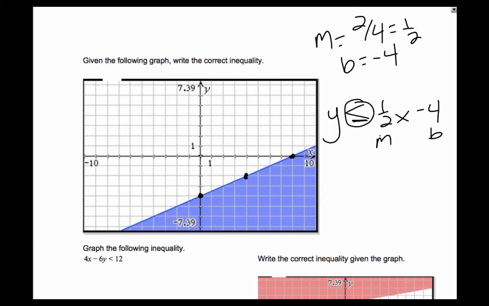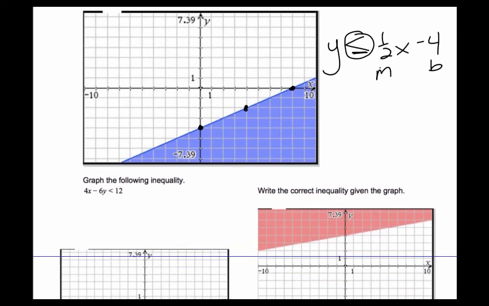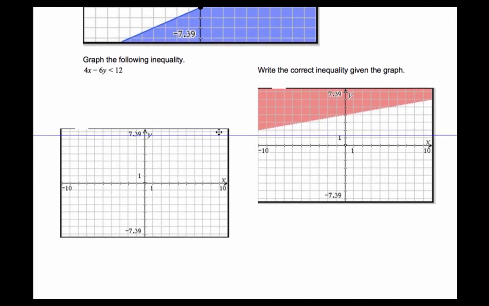Remember, you need to look at both the way the line is, if it's solid or dotted, and the shading above or below. All right, let's try another one. In this problem, we have to graph this inequality, but this inequality is in standard form. So we need to rewrite it into slope-intercept form.